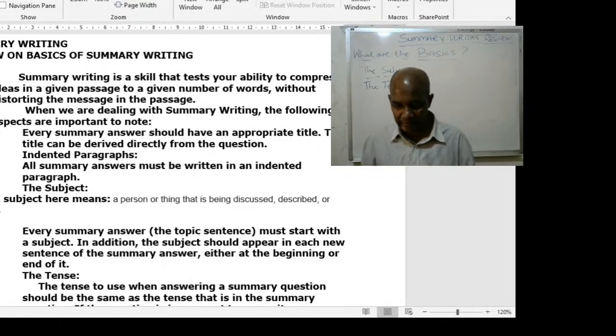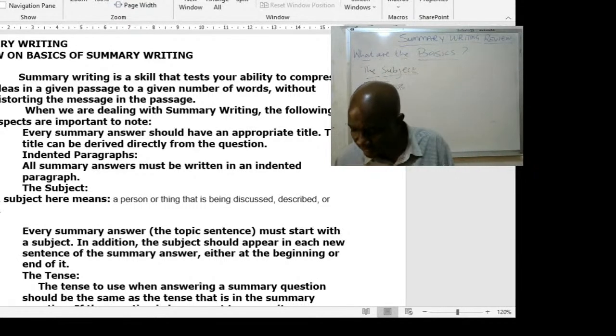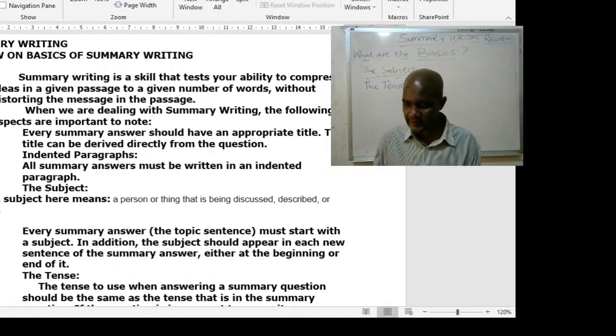From your knowledge of English grammar, you know that we have very many tenses: the past simple, the present simple, we have the future tense, present continuous, we have the past perfect, name it. So as students of English language, you have to be careful as to which tense is in that summary question that you are going to deal with.